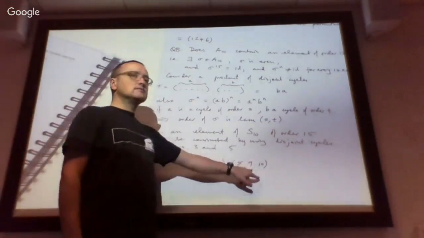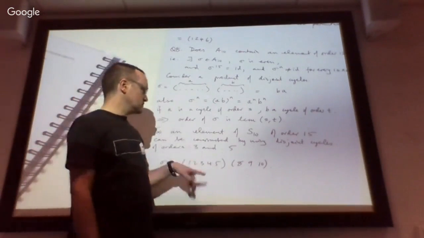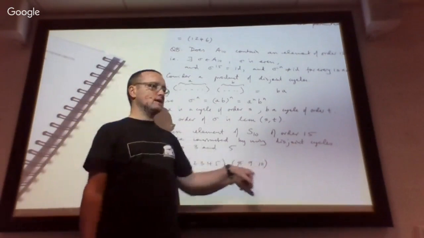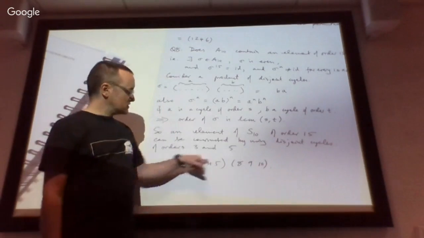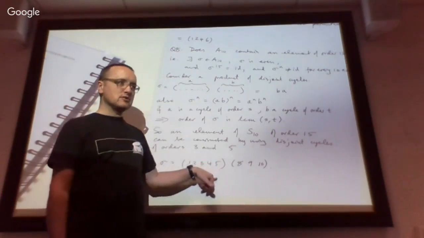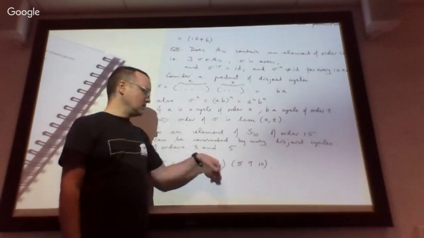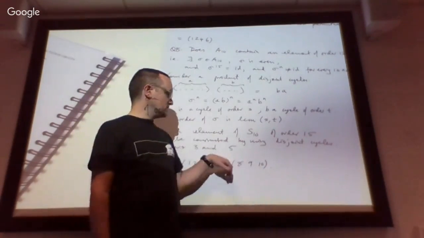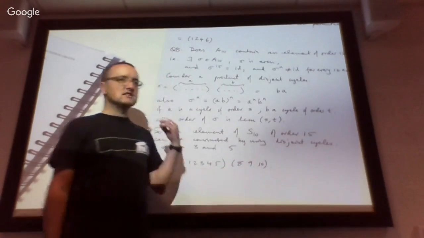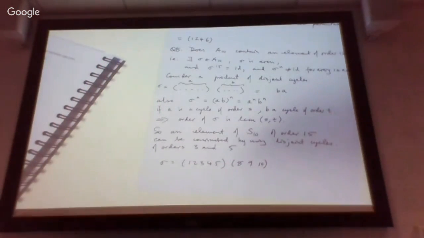Okay, they're disjoint, so powers of sigma will just be powers of the first one times powers of the second one. The first one has order 5, so you're cyclically permuting 5 objects. So the power of this one to give you the identity has to be a multiple of 5. The power of this one to give you the identity has to be a multiple of 3. The first such power you arrive at is 15, which is a multiple of both.